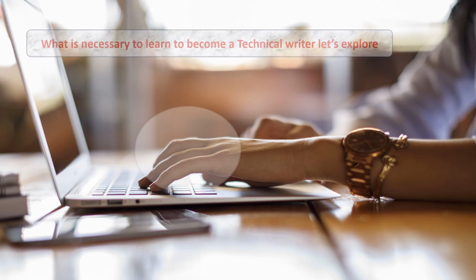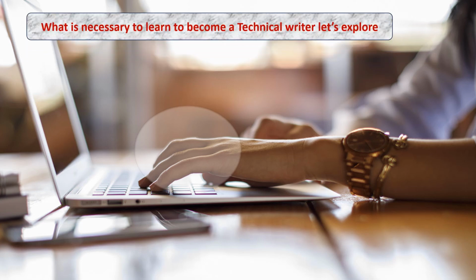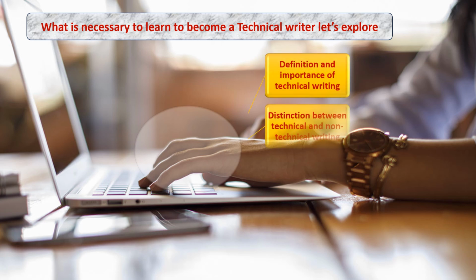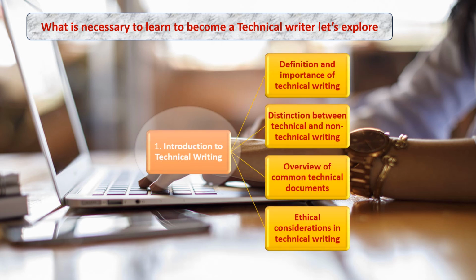Now, moving further, we are going to learn what is necessary to become a technical writer. What are the basic things you have to learn? That's all. Now, let's explore. To become a technical writer, first you have to learn the important definitions and the technical terms used in technical writing, because without that you cannot write a technical document.